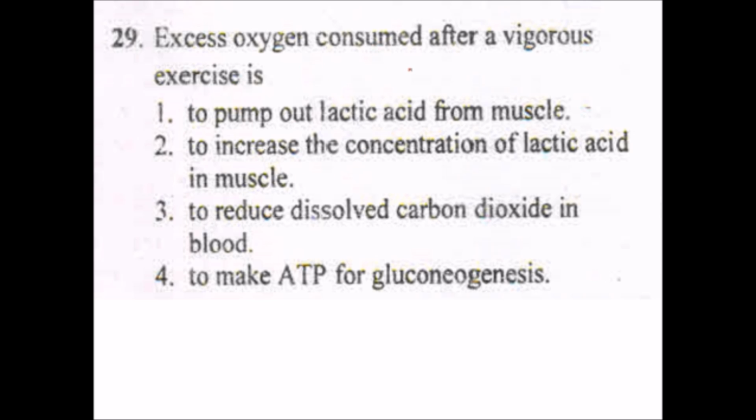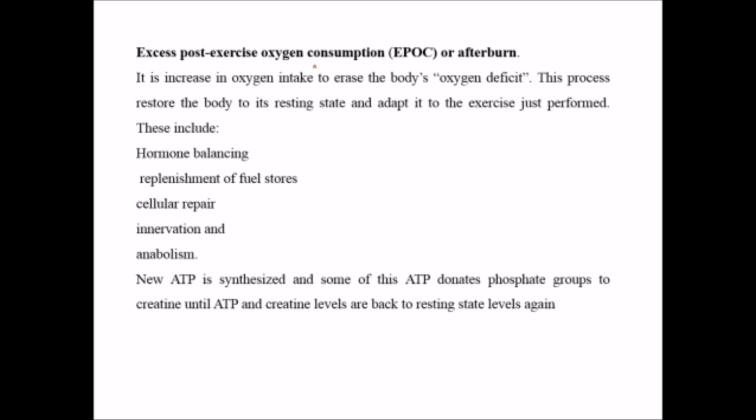Excess oxygen consumed after a vigorous exercise is, the first option, to pump out lactic acid from muscles; to increase the concentration of lactic acid in muscle; to reduce dissolved carbon dioxide in blood; and to make ATP for gluconeogenesis. First have a look at what consumption of excess oxygen means. Actually it is the excess post-exercise oxygen consumption, also known as afterburn.